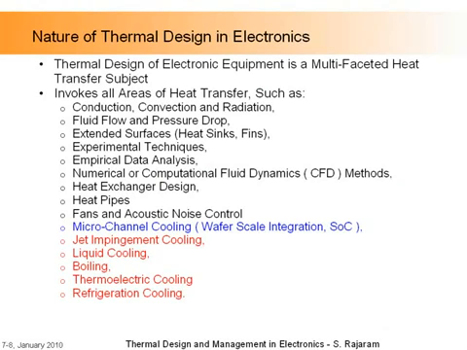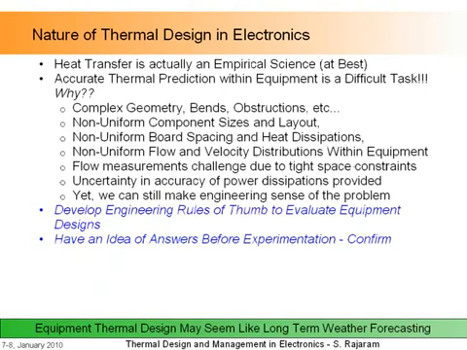So what are some of the issues that we face in thermal design? First of all, as you all know, heat transfer is actually an empirical science. So a lot of it is based on data, a lot of it is based on predictions and measurements. And so actual accurate prediction within equipment becomes a very difficult task. Why is that? The reason for that is we've got complex geometries, non-uniform component sizes and layouts. I showed you some of the pictures of the products. You can see nothing is uniform. In fact, there are very few equipment that are very uniform geometry.